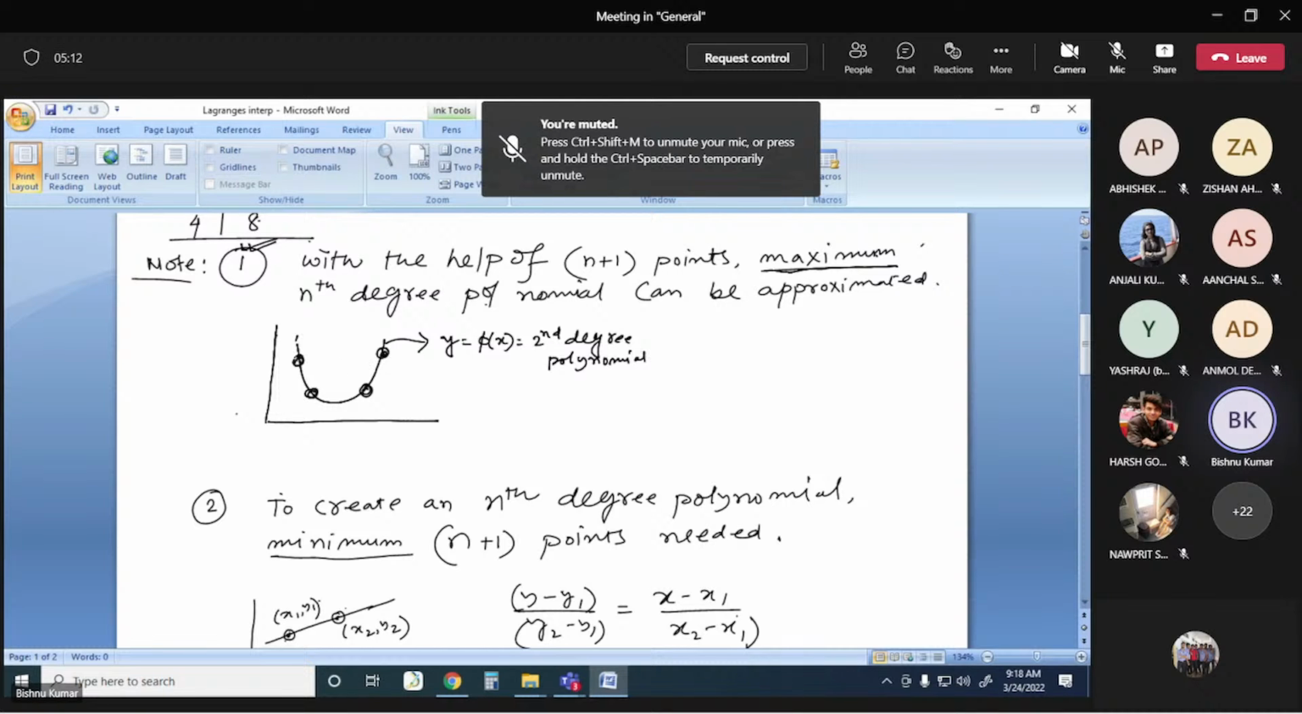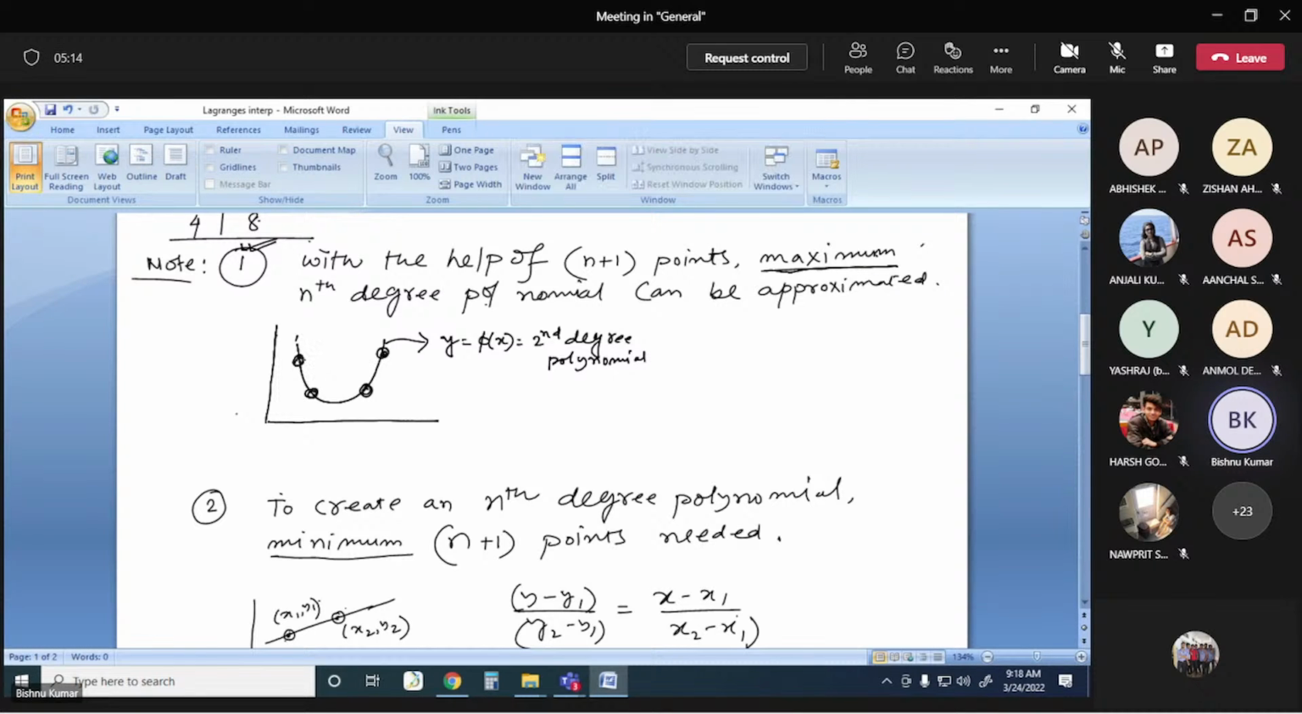So if you use this set of data points, these 4 points, and try to construct the difference table, in the second difference column you will get all constant values, and in the third difference column you will get 0. At that time, if you construct the polynomial with the help of Newton forward, backward, or divided difference, whatever, you will simply get a second degree polynomial with the help of 4 points.